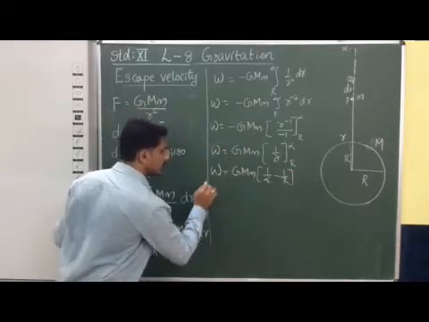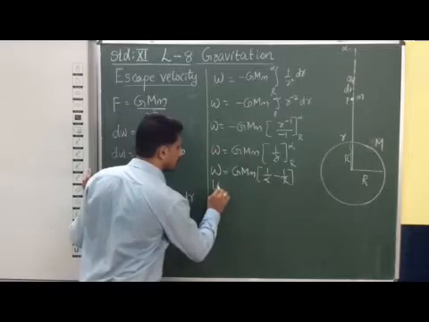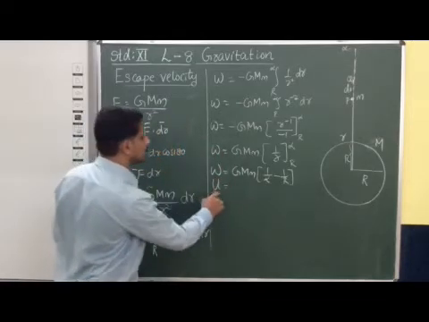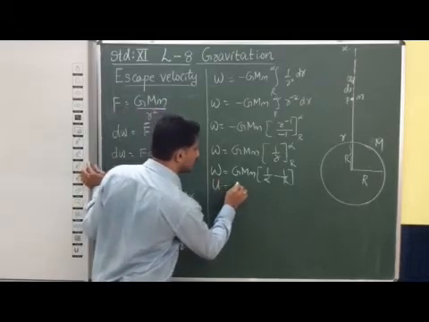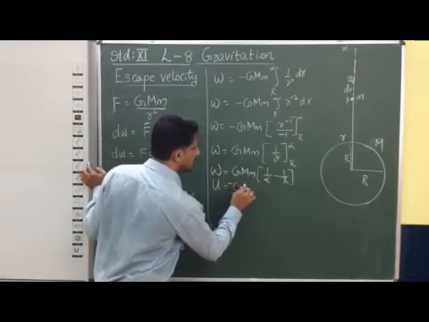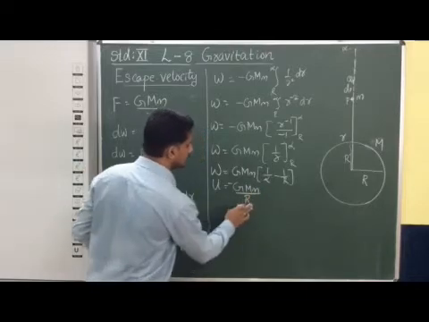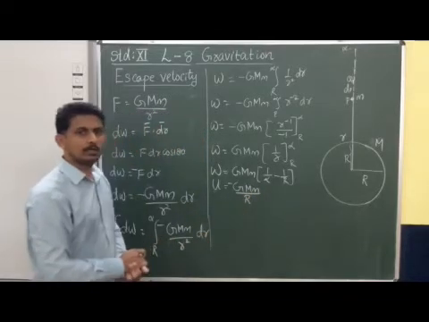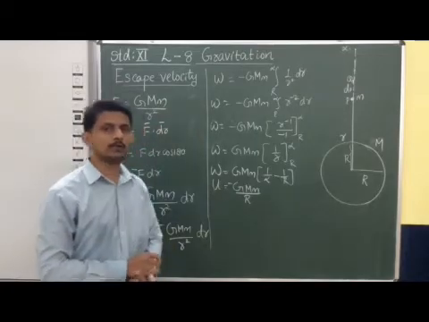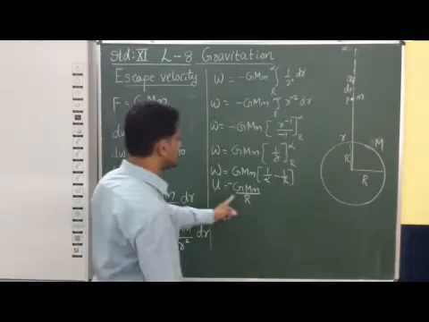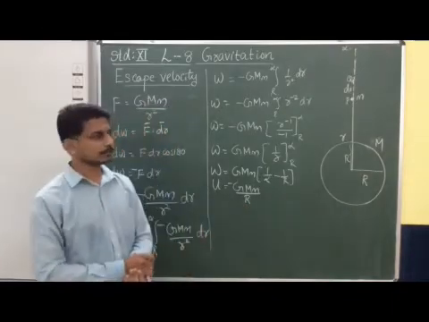So this work done is the corresponding potential energy, stored as potential energy. So we get the equation U is equal to minus GMm divided by R. This is the way we can calculate the work done in terms of potential energy. So potential energy is minus GMm divided by R.